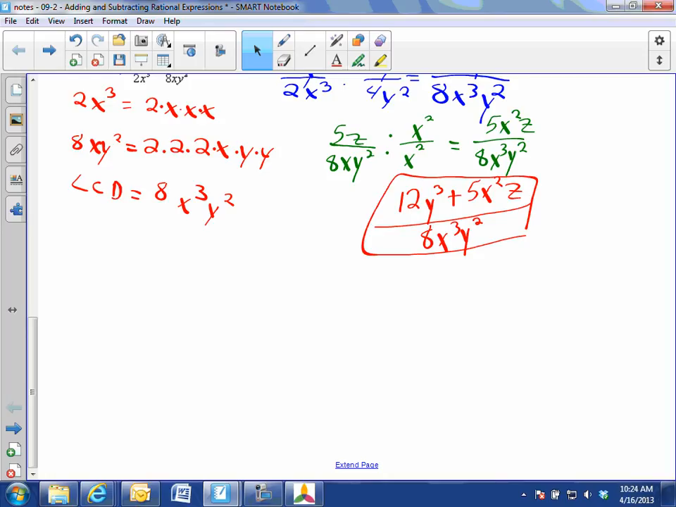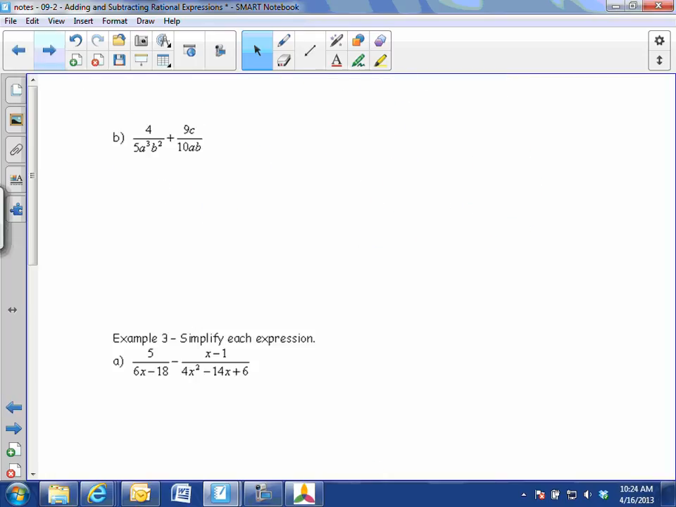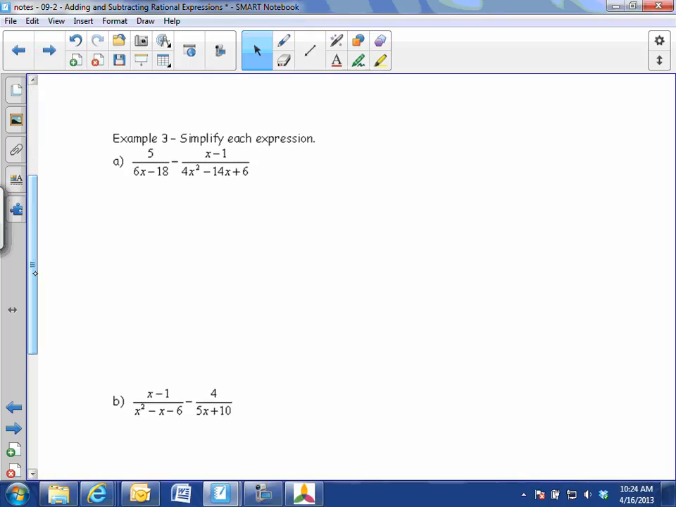Okay, any questions on what we've done so far? Alrighty. Do you want to do B or do you want to move on? Move on, because B is exactly like what we just did. Next one, simplifying. Same steps as what we're doing, except since they're not monomials in the bottom, we're going to have to do either undistributing or unfoiling.